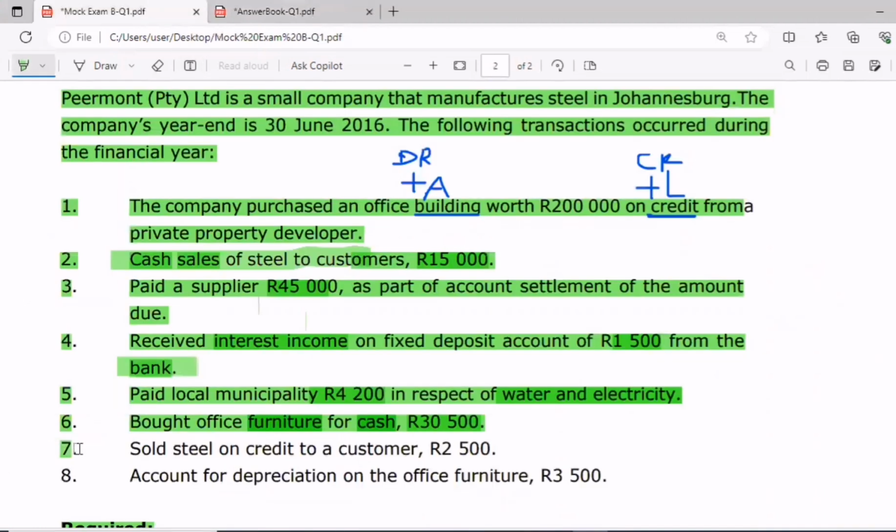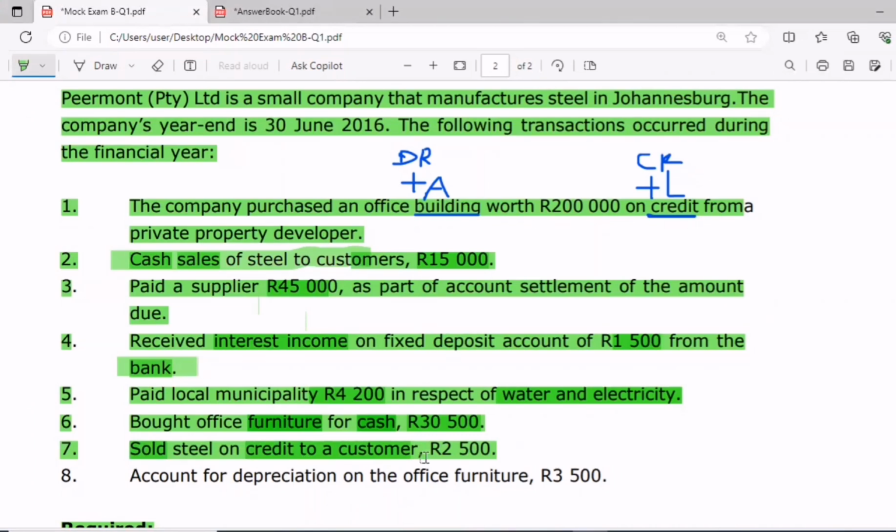So number 7, sold stock on credit to a customer, 2.5. So here we are selling. When we sell, obviously the account that will be affected will be sales account, which is an income. So here we are selling on credit to a customer. So the customer hasn't paid us. So we're gonna record this customer in the debtors control. So all the customers that are owing us, we record them in the debtors control. So this customer now becomes one of our debtors because the customer hasn't paid us. So we have given the product to the customer, but the customer is still owing us.